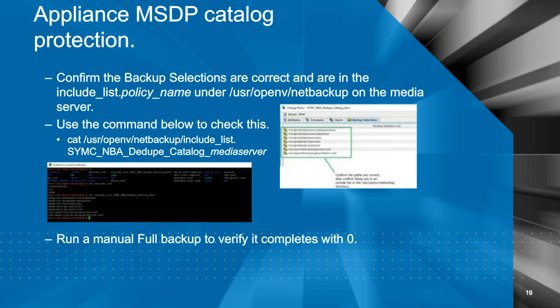On an appliance, there's a script that you can run that will automatically create a catalog backup policy and schedule on the master in your environment. It will be just a blank policy. You can go in there and set your schedules. It will automatically have the backup selections that are needed to recover from an MSDP server that drops off the map and you need to recover it.